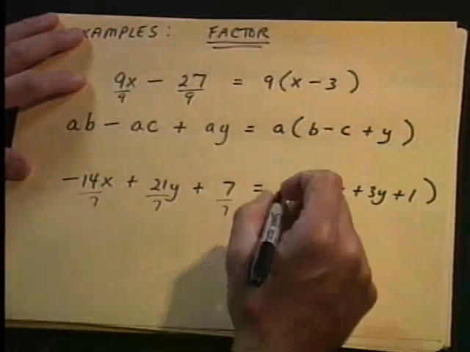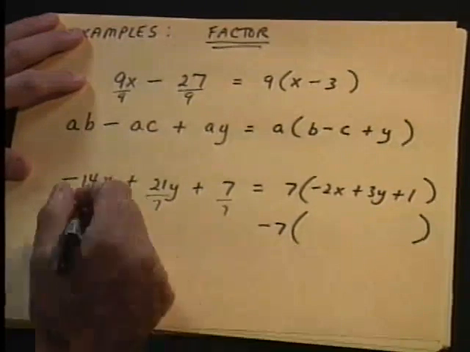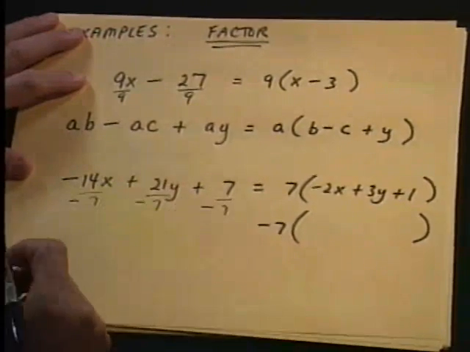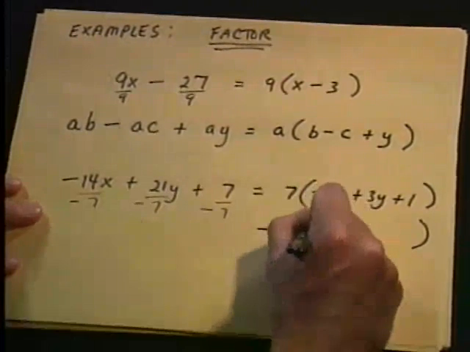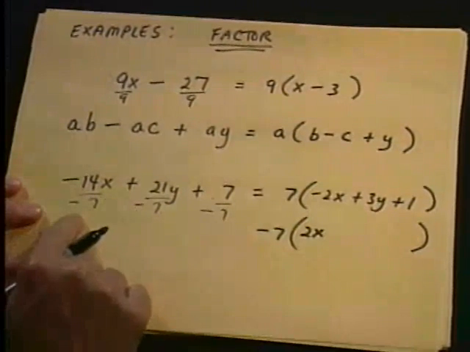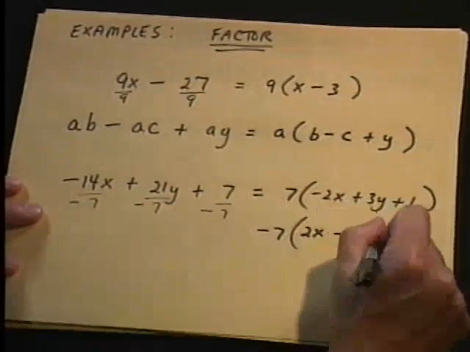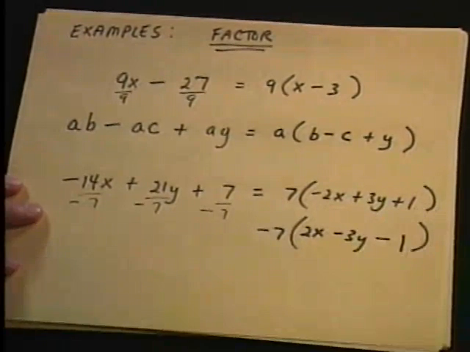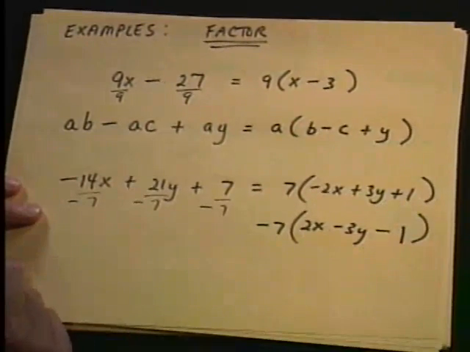Or if some student wanted to take out a negative 7 and put that as the first part of the answer, we can just change these signs here. So we notice we've got some of our multiplication and division sign rules working here. That would leave us with a positive 2x, negative divided by a negative, minus 3y, minus 1. And we could multiply this back through and check it, which we'll talk about in a second.